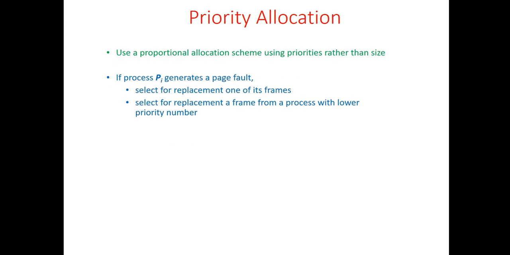Priority allocation uses the priority of the process for allocating a frame. For example, when a high priority process requires a free frame, then a frame from a low priority process is taken and allocated to the high priority process. In that way, priority is used for allocation of frames to a process.